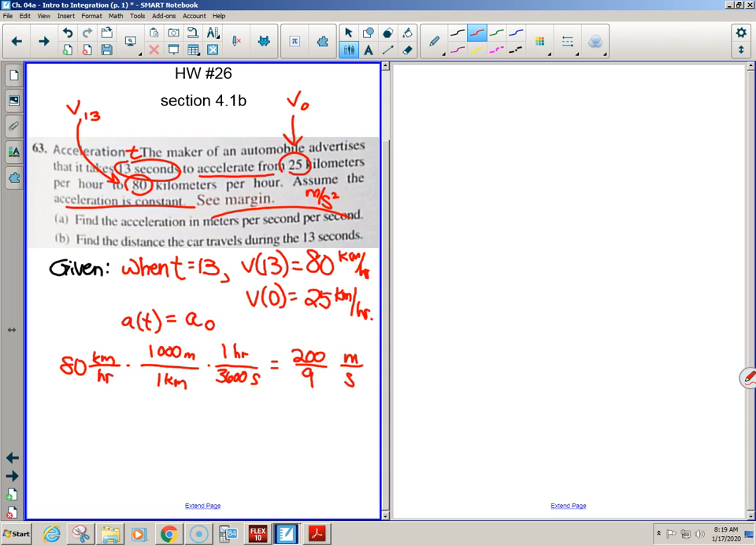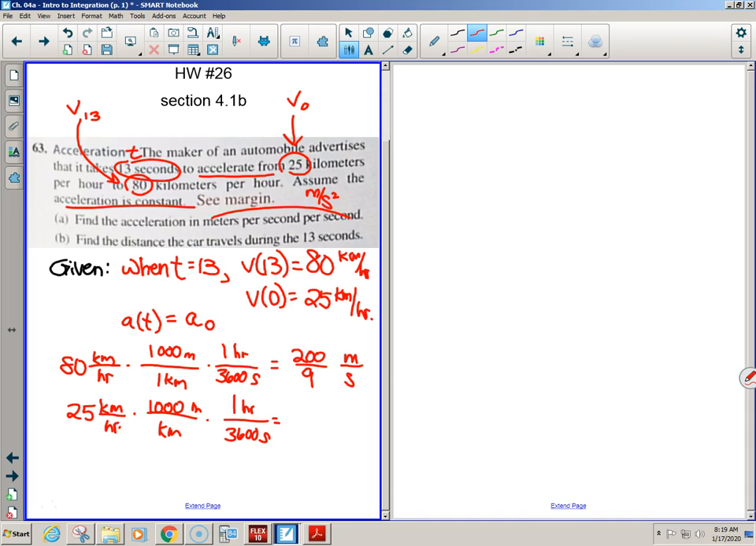So we're changing that one, and we're also changing this one the same way. Okay, but pause. Are we tracking so far? I'm converting whether or not you remember to. Okay, so we're doing 25 times 1,000 divided by 3,600.